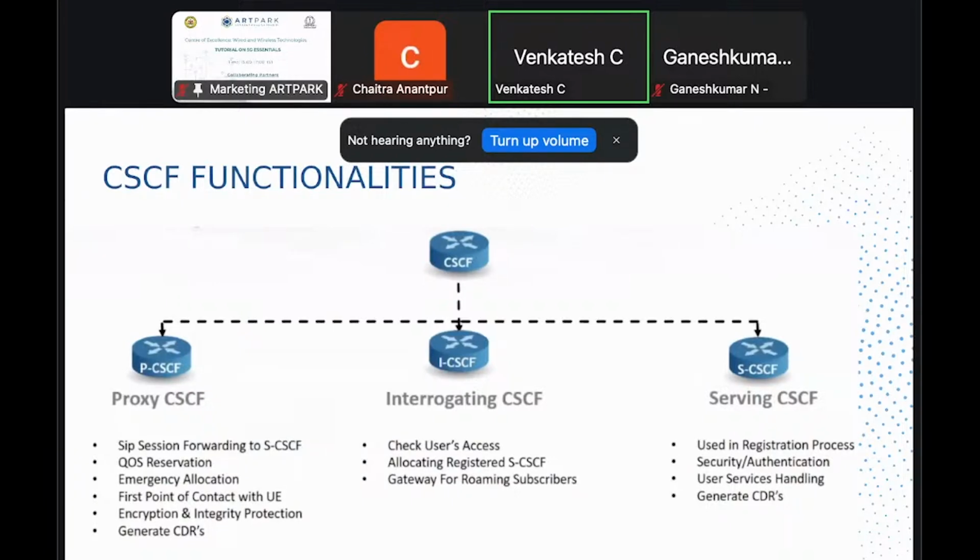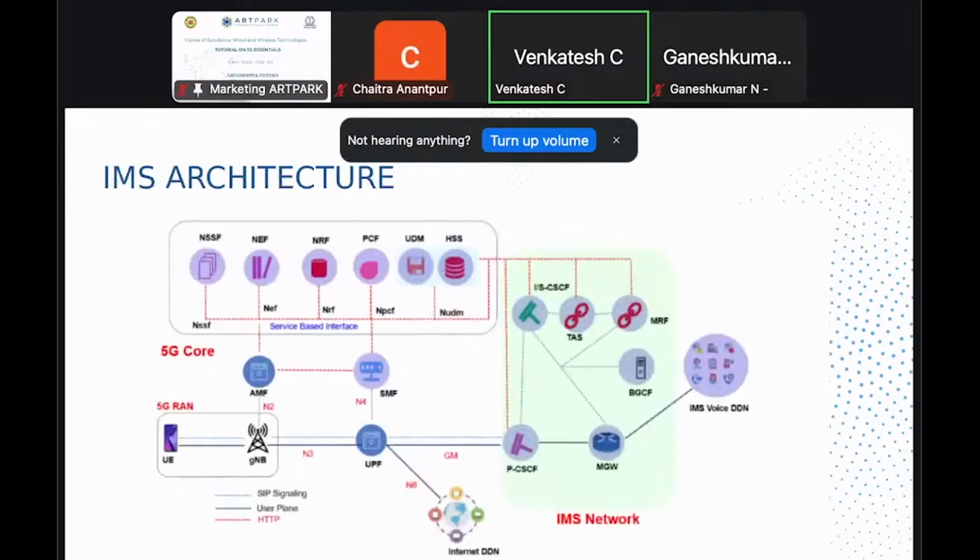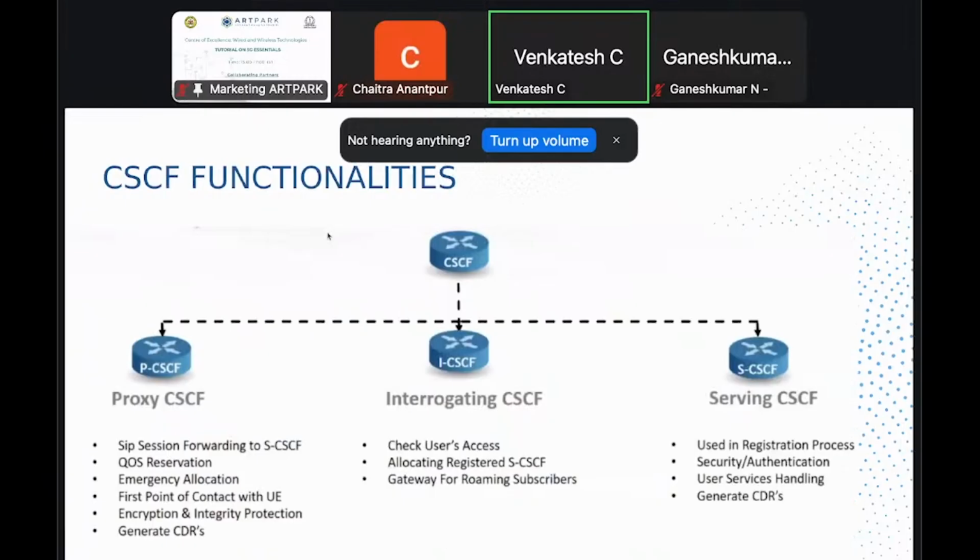CSCF functionalities. Now that we have discussed the IMS architecture clearly, let's focus on one of its core components, CSCF. CSCF stands for Call Session Control Function. It is a fundamental part of the IMS architecture. It is responsible for handling SIP signaling, session control, and user authentication. It ensures smooth multimedia session management. CSCF is further divided into three key functional entities: PCSCF, ICSCF, and SCSCF. Each of these has a specified role in IMS call handling and registration.